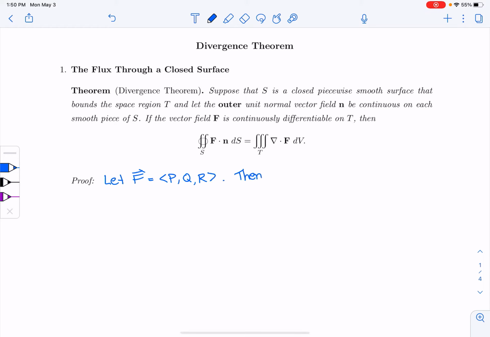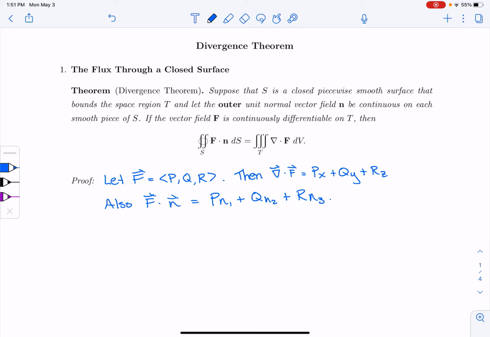Okay, then what is the divergence? Divergence in this case is going to be the derivative of P with respect to X plus the derivative of Q with respect to Y plus the derivative of R with respect to Z. We're also going to look at what is F dot N. Well, F dot N in this case is going to be P times the first component of N plus Q times the second component of N plus R times the third component of N.